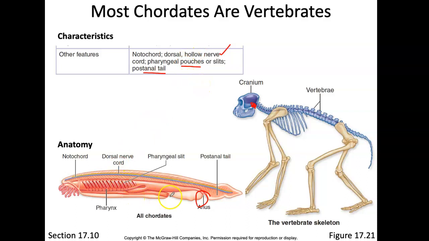So let's look at something really simple like this little organism here. And it has that cord, the notochord, which is dorsal. It's on the back side. It has pharyngeal slits and the postanal tail. So this is a chordate, even though it's not the image that you would have, I think, of a chordate.